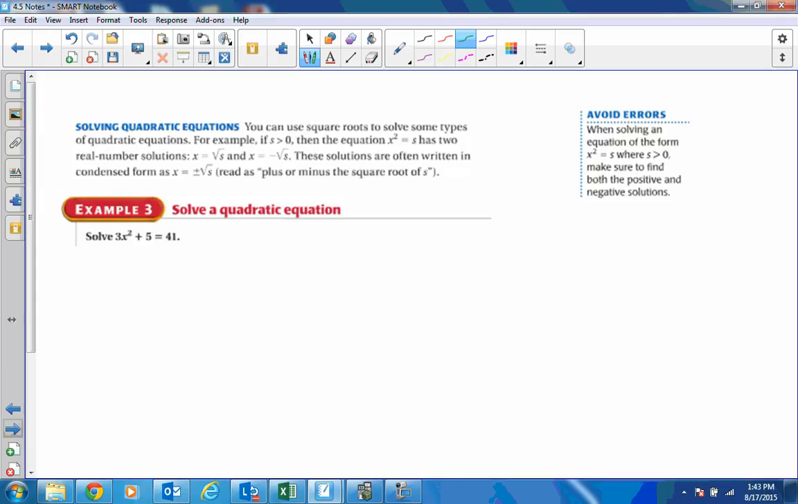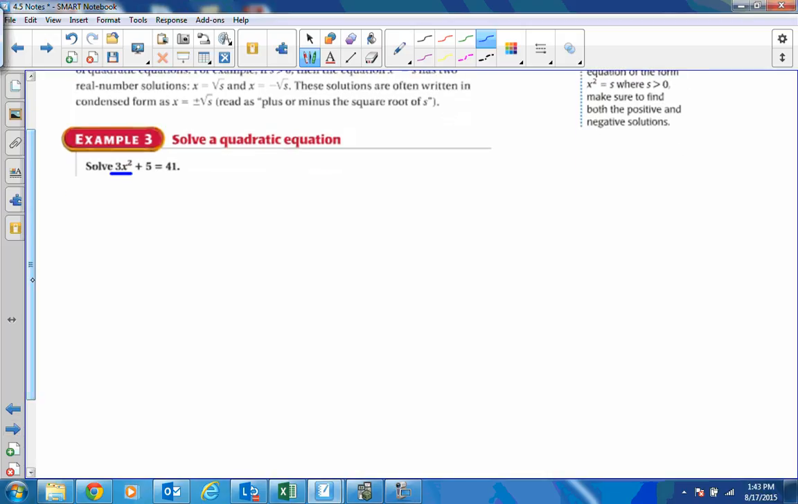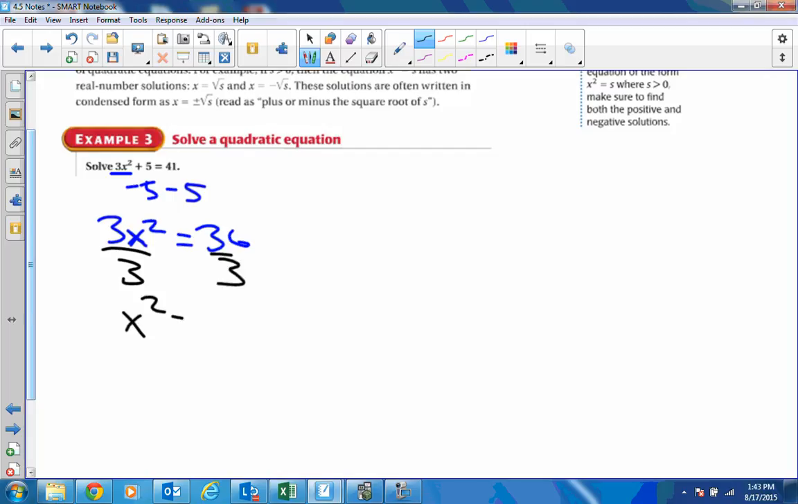When you have just x squared and you don't have a bx term, you can just solve it like a normal algebra problem. So that's what you're going to do here. We just have an x squared. There's no bx term. So this is probably the easiest way to solve this. Just subtract 5, subtract 5. So we get 3x squared equals 36. Then you're going to divide by 3, and x squared equals 36 divided by 3, which is 12.